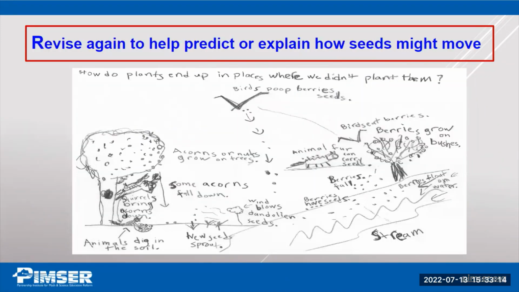Now, armed with lots of new information, they're ready to return to their models and revise again. Their models will help them predict or explain how a seed could end up in a place that wasn't planted by humans. As a teacher, we'd be talking at this point about the elements we'd want to see in a good model and starting to reach consensus about what should be included.